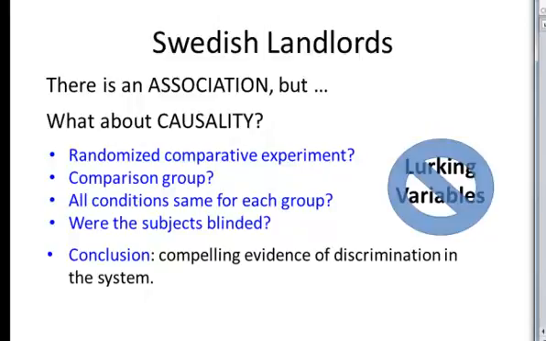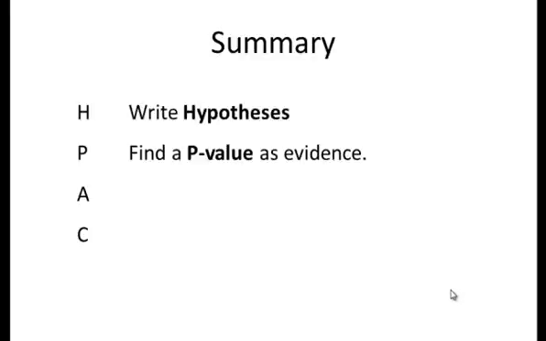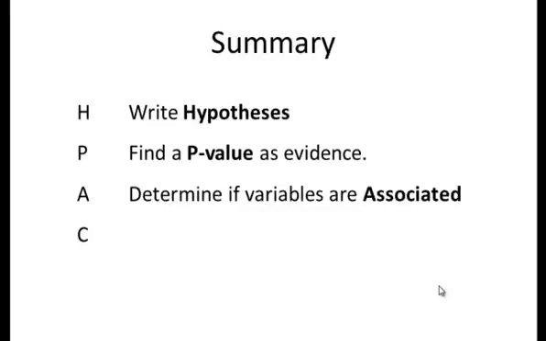For any 2-sample test like this one, be sure you tell everyone about these 4 items. I remember them as HPAC, like a hypothesis package. First, write hypotheses to be tested. Then gather data and use it to find a p-value. The p-value is what helps us to determine if the variables are associated or not, so we're looking for statistical significance. Remember that associated in this context means we have ruled out chance as the reason for the difference in proportions. It wasn't just a lucky sample.